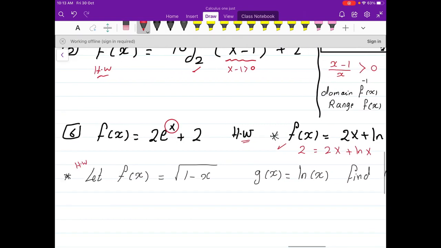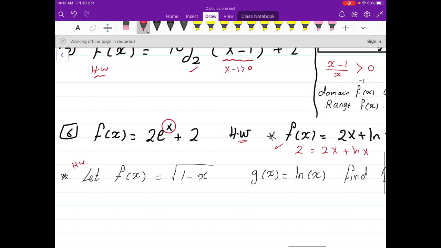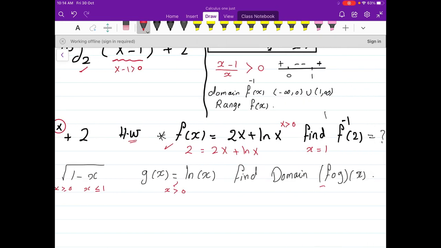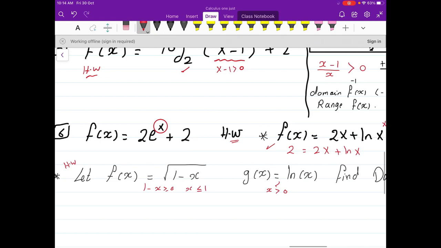The last question for you to think about as homework: f(x) equals the square root of 1 minus x. What is the domain of this function? The domain requires 1 minus x positive. And g(x) equals ln x. What is the domain? x positive. Now our question: find the domain of f composite g(x).